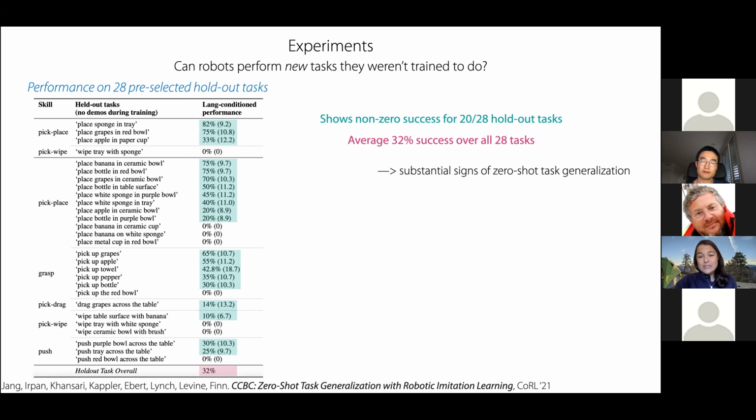So this shows really substantial signs of zero-shot task generalization, which is pretty exciting. It also shows that there is, of course, considerable room for improvement, which also makes it exciting from the standpoint of future research.